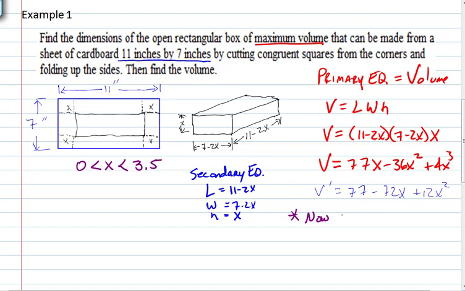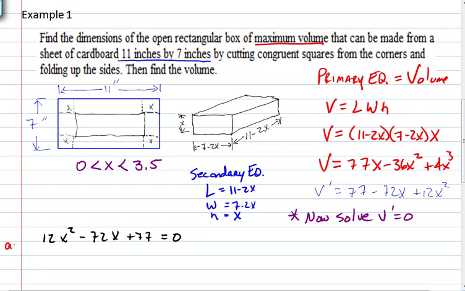Now, set or solve v prime equals 0. Okay? So what I have is this equation, 12x squared minus 72x plus 77 equals 0. It's a quadratic equation. I don't think this one factors, and I don't see any common factors. But I know that every quadratic equation can be solved, but I don't see how to do it right away. So what do I need to do?